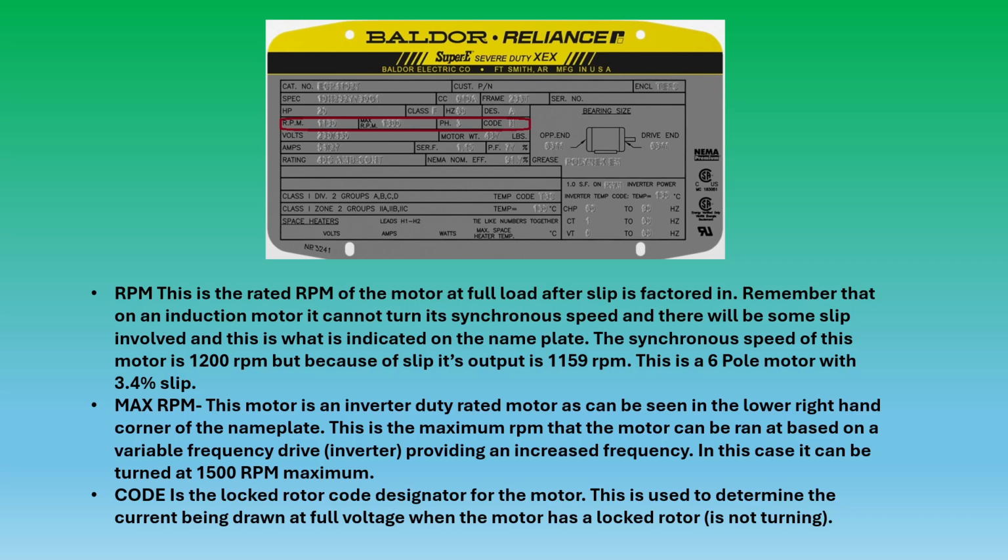Code. This is the locked rotor code designation of the motor. This is used to determine the current being drawn at full voltage when the motor has a locked rotor. In other words, it's not turning.